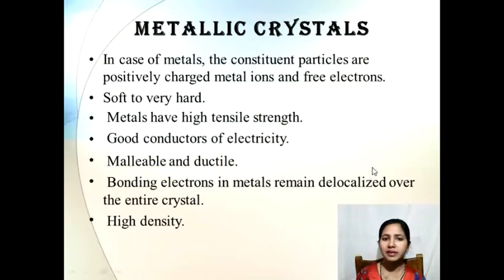The next one is the metallic crystal. In the case of metallic crystals, the constituent particles are positively charged metal ions and free electrons. We know the property of metals that they have a low value of ionization energy. Due to the low ionization energy, they can easily lose an electron from their valence shell and become positively charged species. These metal ions and the free electrons are responsible for the conductivity.